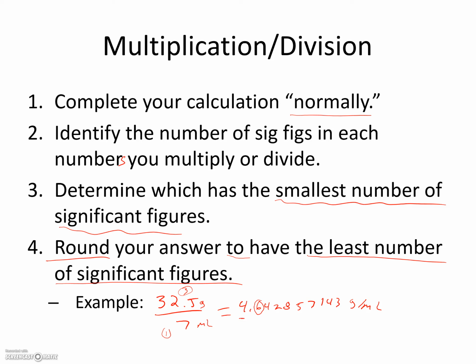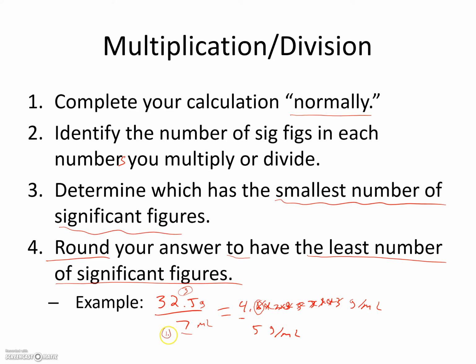So really, the only way I can report this number to reflect my degree of certainty is to say my density is 5 grams per milliliter, because I cannot include the rest of those digits because I don't know them. This number right here is only specific to a single digit, so my answer can only be specific to a single digit.